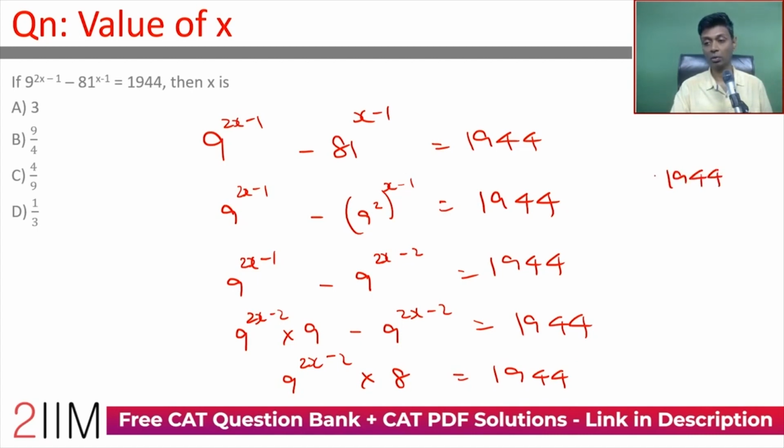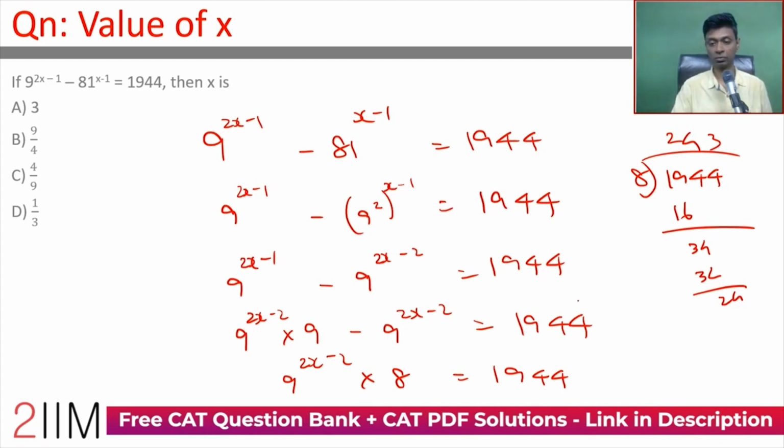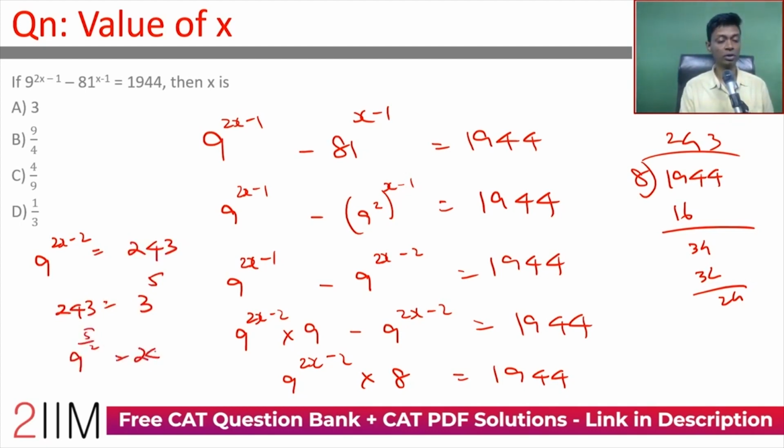Let's do 1944 divided by 8. We should be through. So 9 power 2x minus 2 equals 243. 243 is 3 power 5. This is 9 power 5 by 2 is 243. Or 2x minus 2 equals 5 by 2. 2x equals 9 by 2. X is 9 by 4.